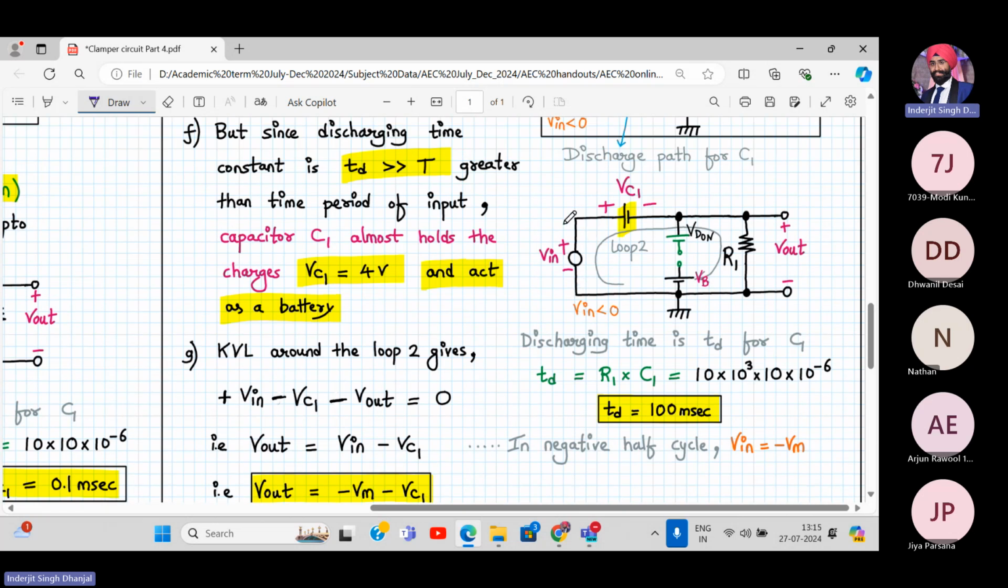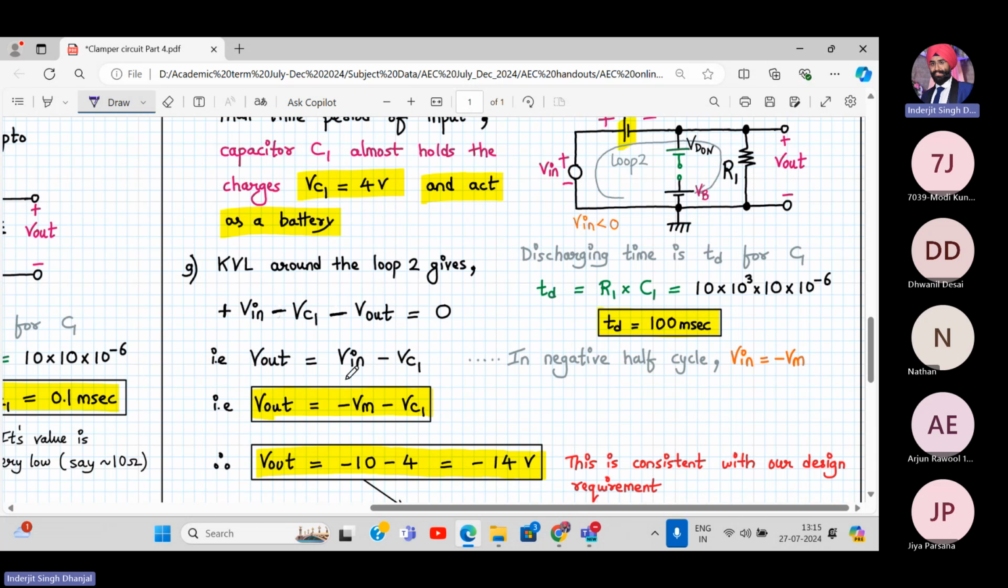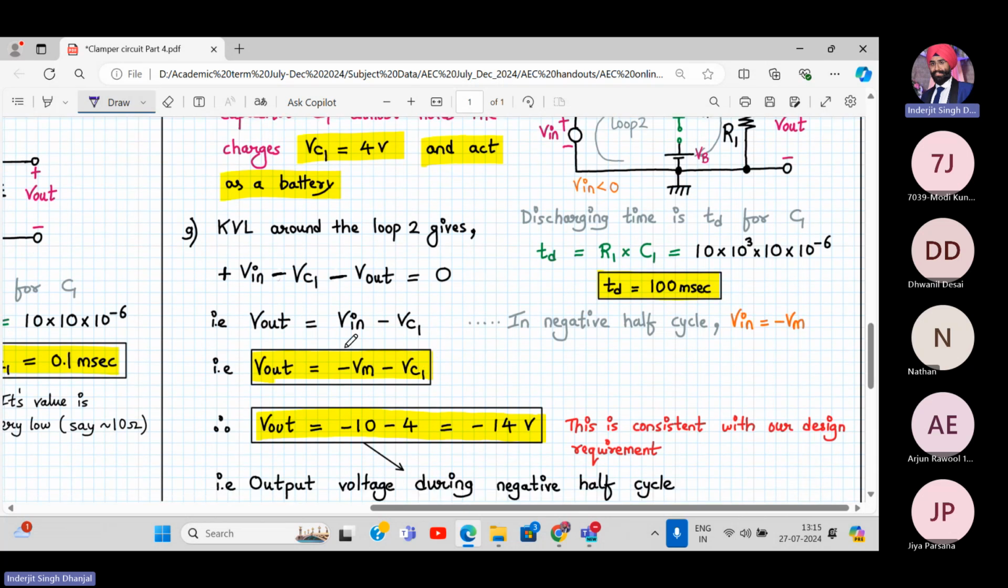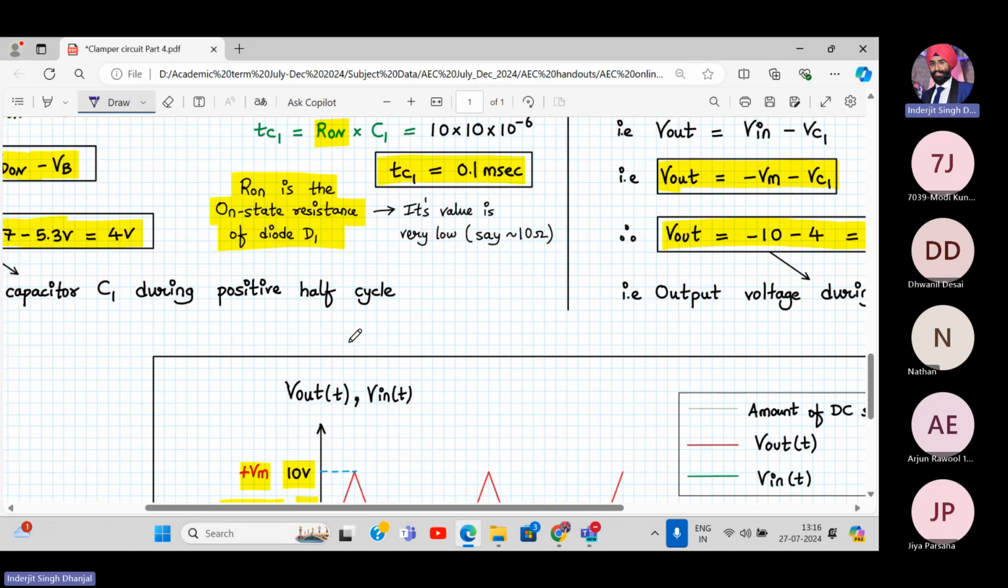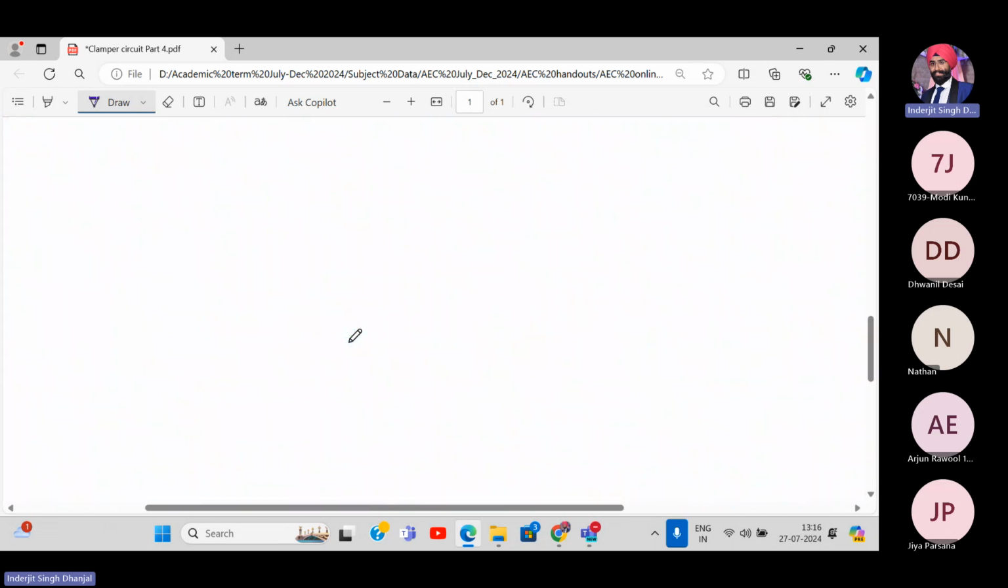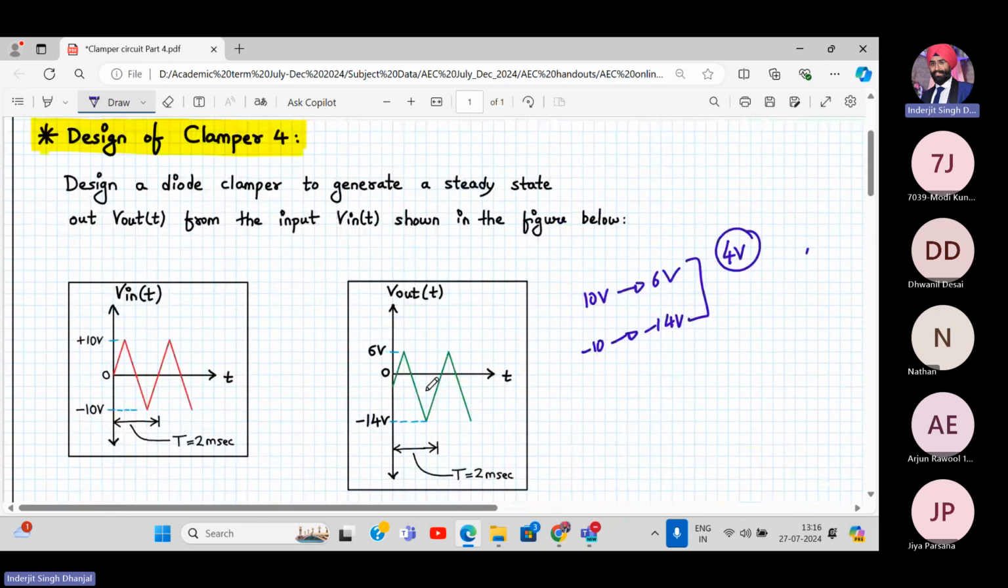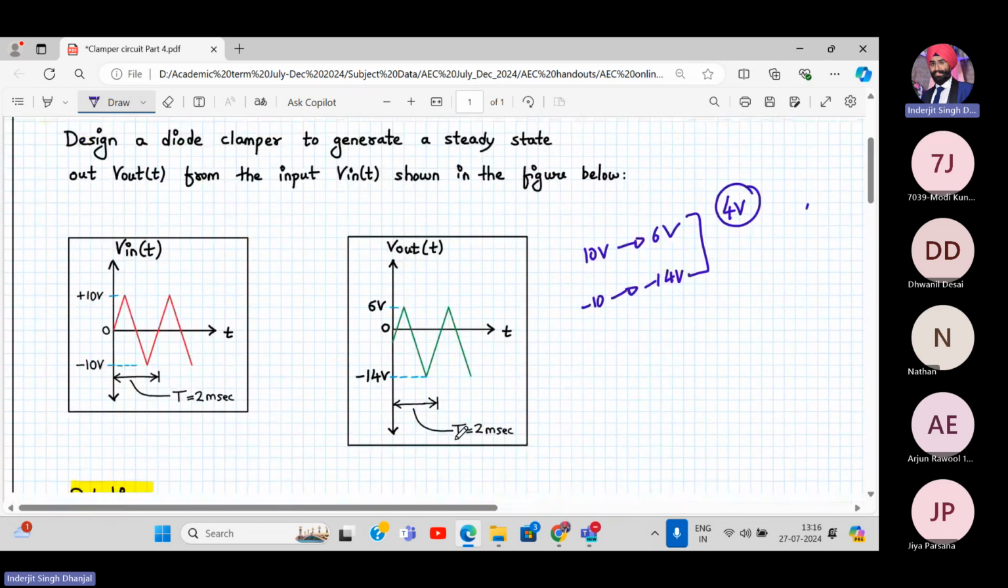So it will be plus Vin minus VC1 minus Vout equals 0. So the output will be Vin minus VC1. During the negative half cycle, Vin is minus VM. So Vout will be minus VM minus VC1, which is minus 10 minus 4, which is minus 14. So the output will be minus 14. This is what we want, right? This is what we wanted initially, right? From minus 10 to minus 14.